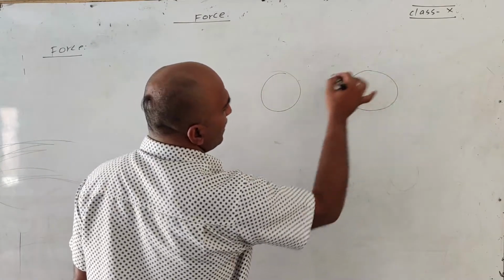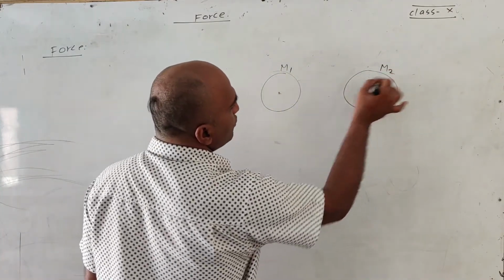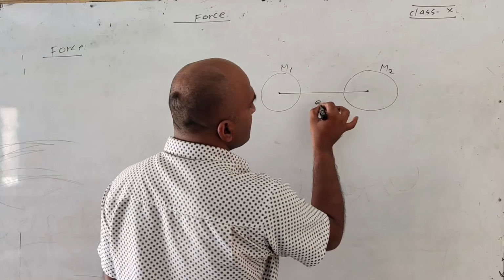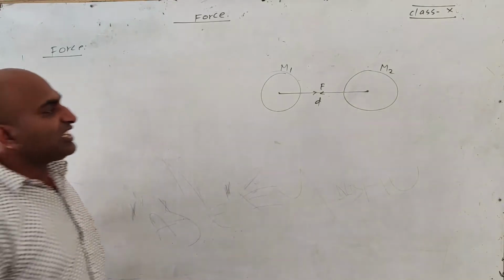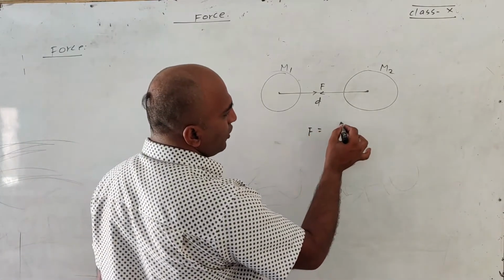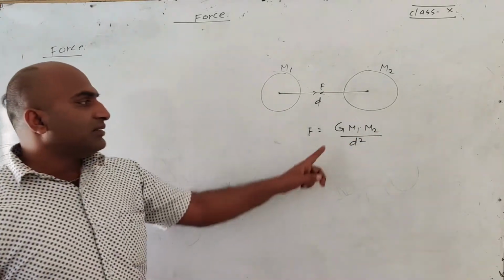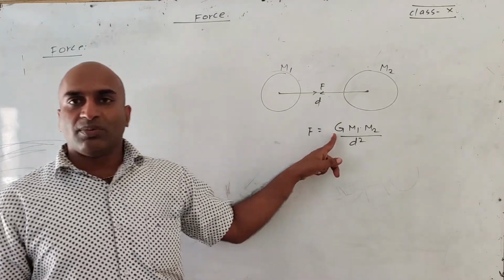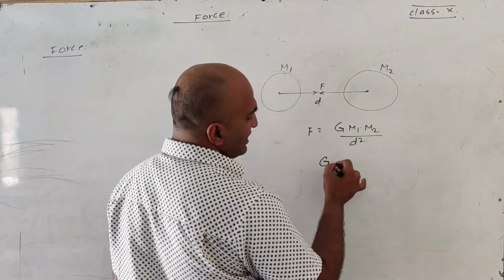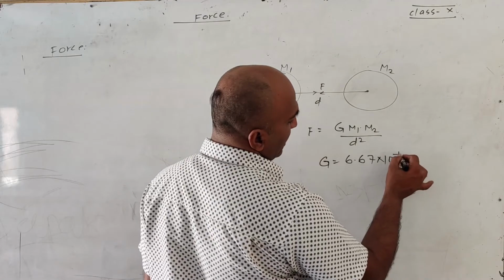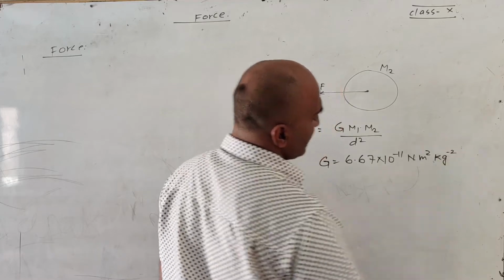Suppose two bodies are here. One has mass m1, the other has mass m2, and the distance between them is d. F is the gravitational force between them. This force is calculated by the formula F equals G into m1 into m2 by d square, where capital G represents the universal gravitational constant. Its value is 6.67 into 10 power minus 11 Newton meter square per kg square in SI system.